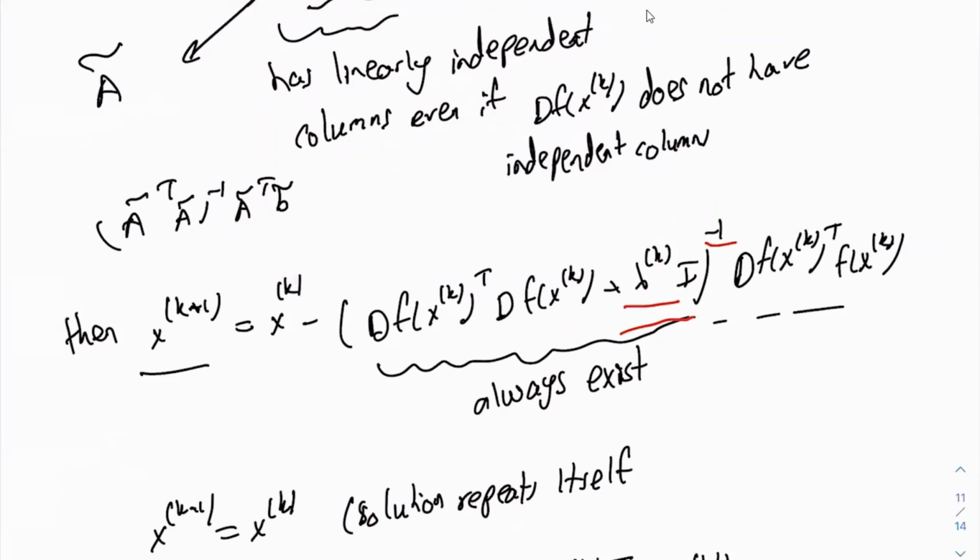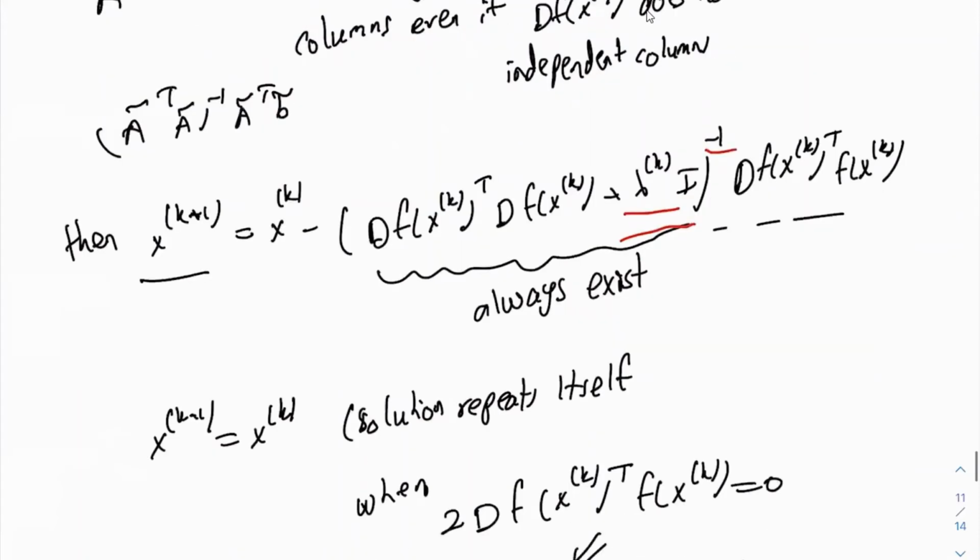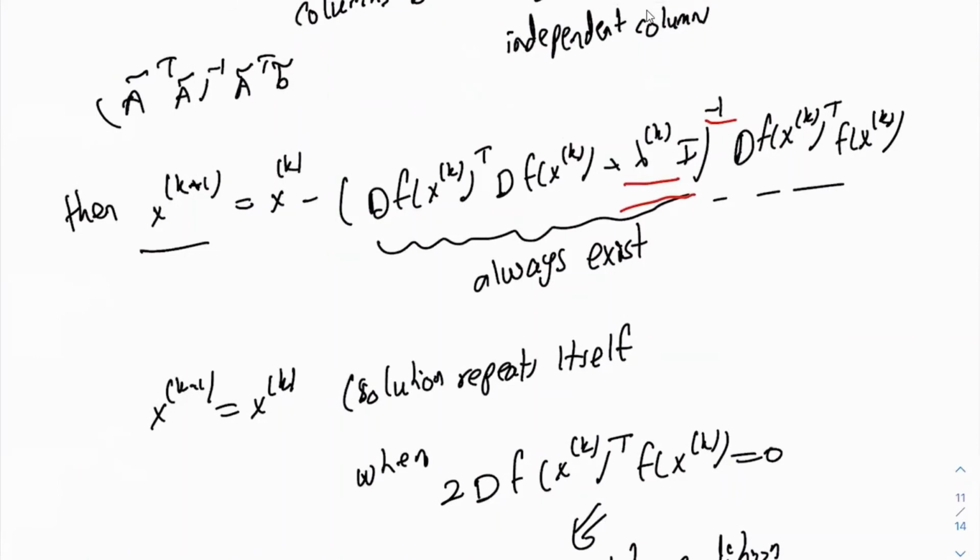Okay, again, like before, we want the solution to repeat itself. One of the stopping criteria is that x of k plus 1 is similar to x of k, which means the solution repeats itself. We are converging to the solution. If this must happen, then regardless of the condition on b, this always exists, right? So therefore, we want this term to be 0, right?